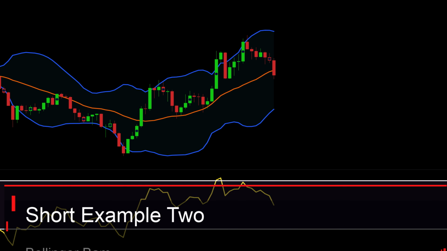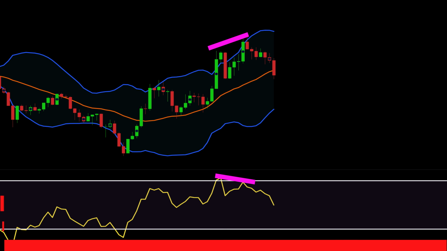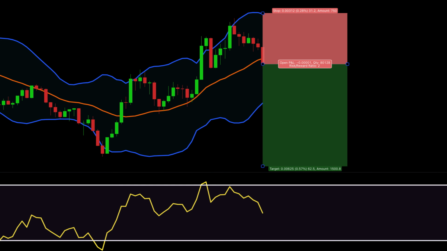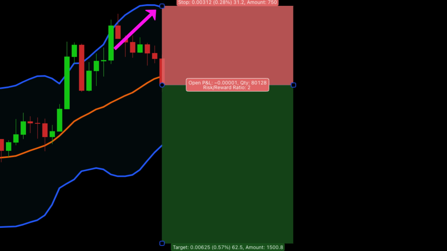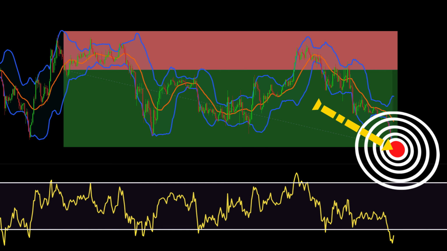I'm going to show you one more quick short example. There is clear bearish divergence on the RSI, a higher high on price and a lower high on the RSI. Second, price closes below the orange line of the Bollinger Band indicator. This is our trigger candle. The stop is placed at the top Bollinger Band and the target is 1 to 2. And after a long while, short example 2 hits the target.